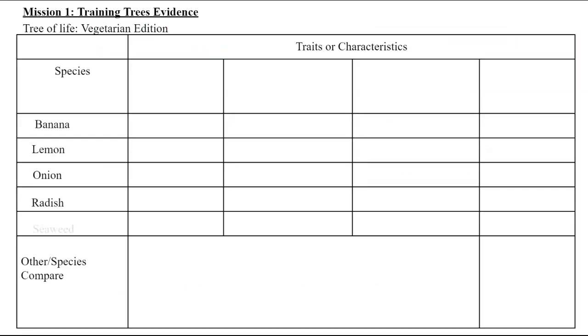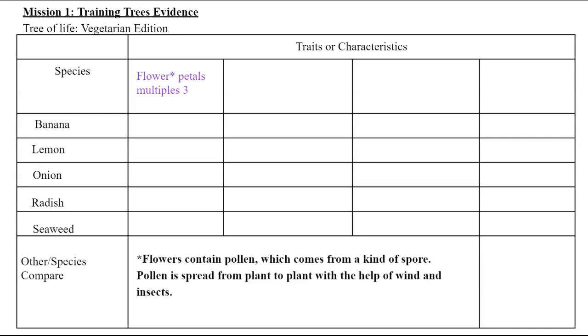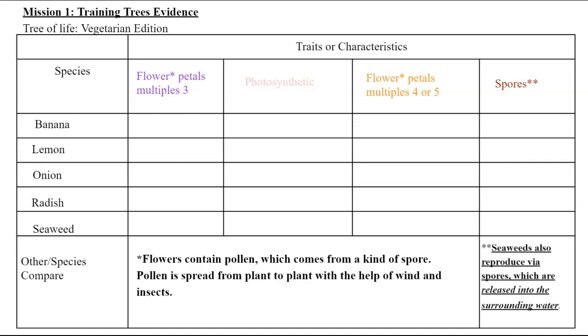We list our organisms. We have a banana, a lemon, an onion, a radish, and a seaweed. Then we look at our traits. We see that some of the traits are flower petals with multiples of 3, so you have 3 of them around it. Flowers contain pollen, which comes from a kind of spore. Pollen is spread from plant to plant with the help of wind and insects. We have a photosynthetic trait, and then we have flower petals in multiples of 4 or 5. So the 4 and 5 are different than the 3. Spores: seaweeds also reproduce via spores, which are released into the surrounding water.